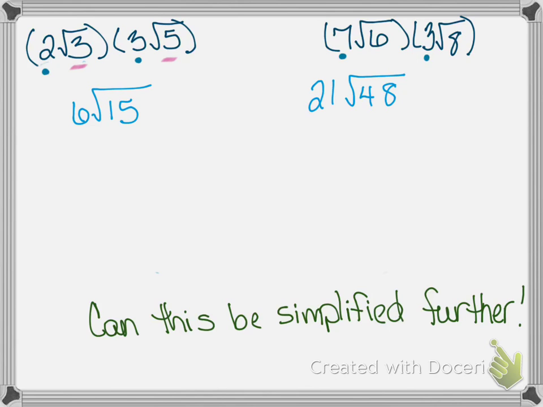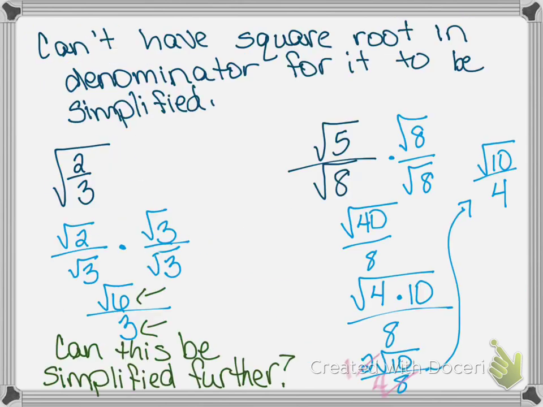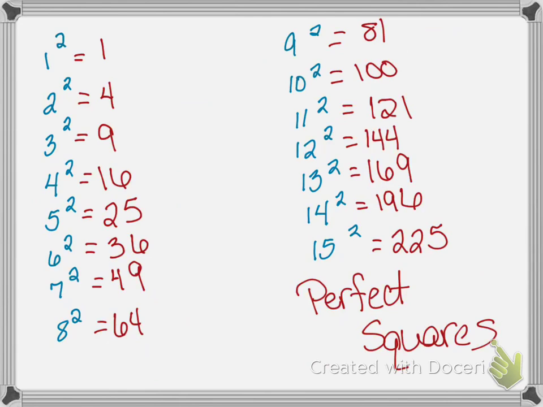This can be simplified further. 48 has a perfect square in it. What is the perfect square? 24 is not perfect, and 2 is not perfect, so it's not 24 and 2. 6 and 8 are not perfect either. 6 times 8 is 48, but neither one of those is perfect. So we're looking for one of these red numbers, 4 and 12.